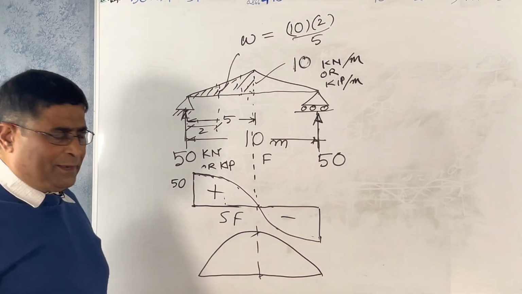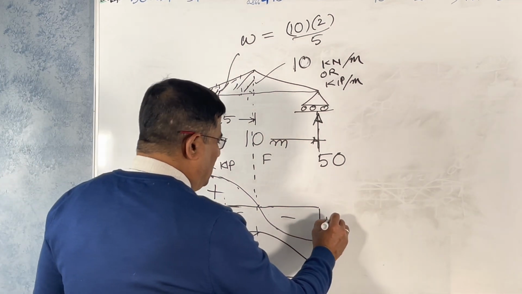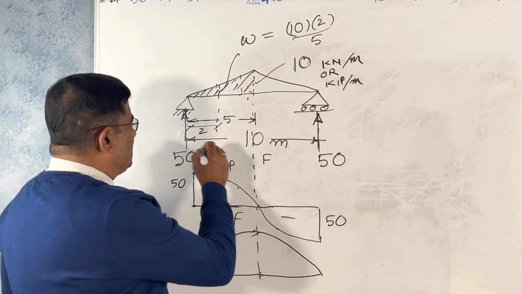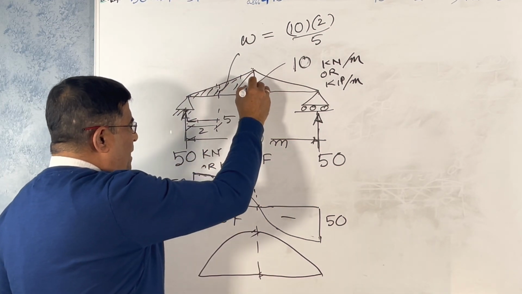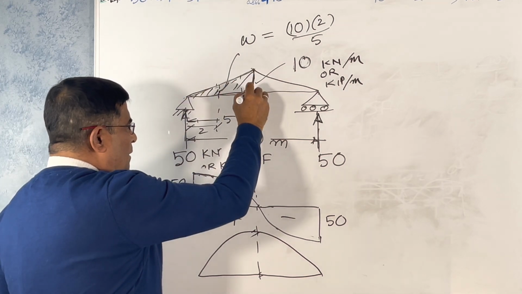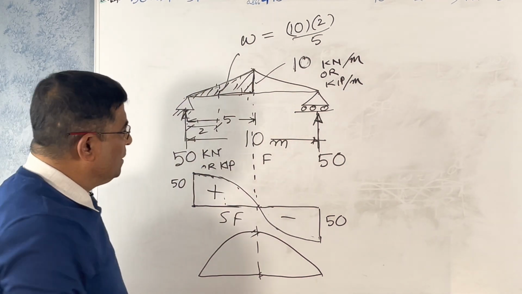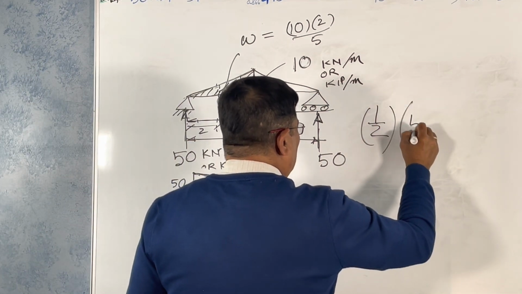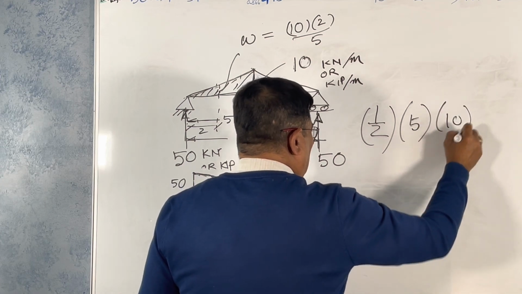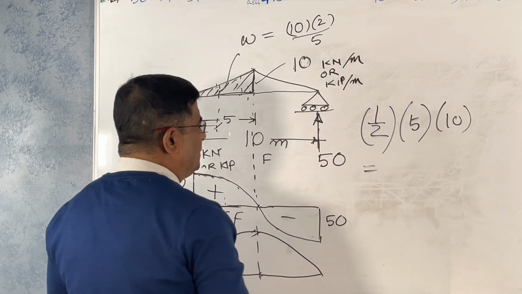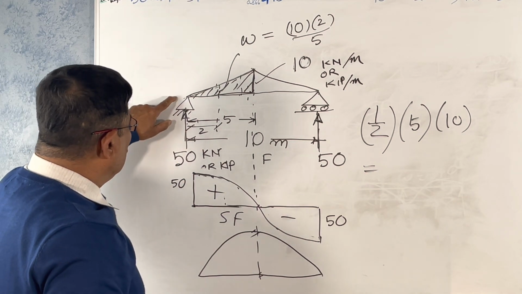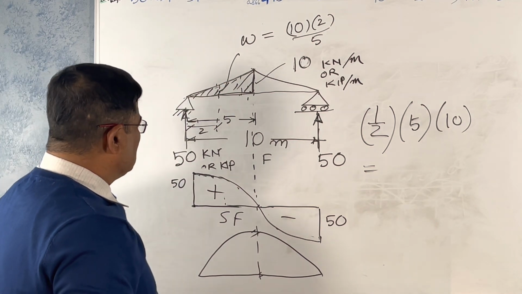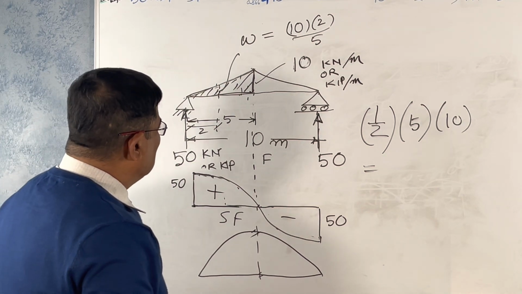How much is the maximum moment here? The reaction is 50. Find out the maximum moment. What is the area of this triangle? We calculate that. That is half, base is 5 into 10, 25, right? What is the total load? It is half base into altitude. That is the total load.